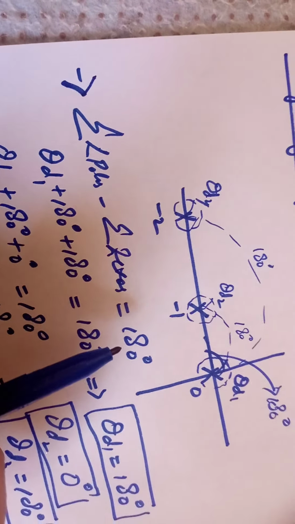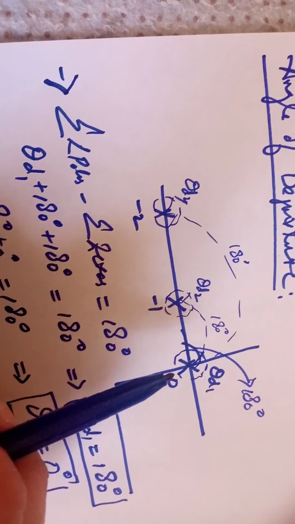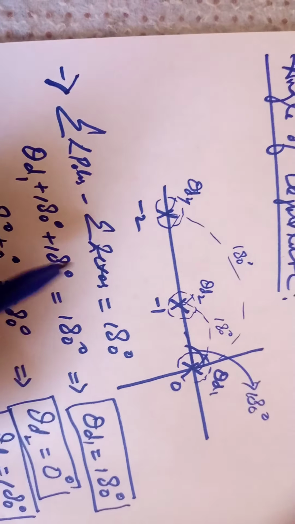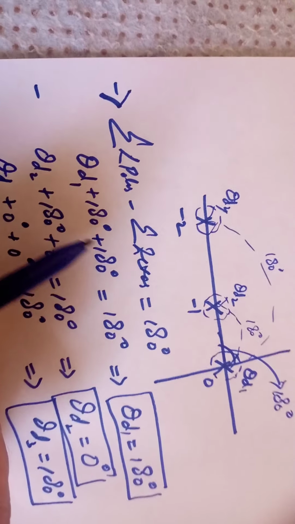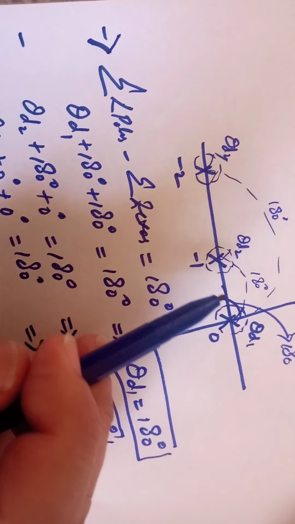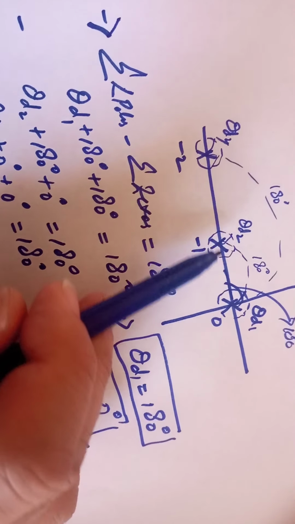Now this is equal to 180 degrees. So I put the angles for this pole to calculate the angle of departure. I put d1 plus 180 degrees plus 180 degrees equal to 180 degrees. The 180 degrees cancel out, and d1 becomes 180 degrees. So if you look here, the root locus lies at 180 degrees.